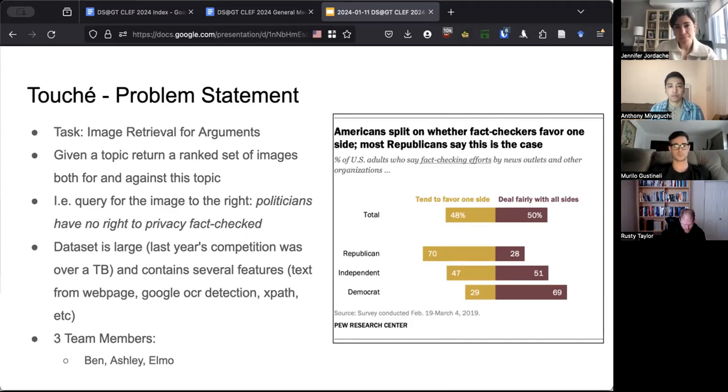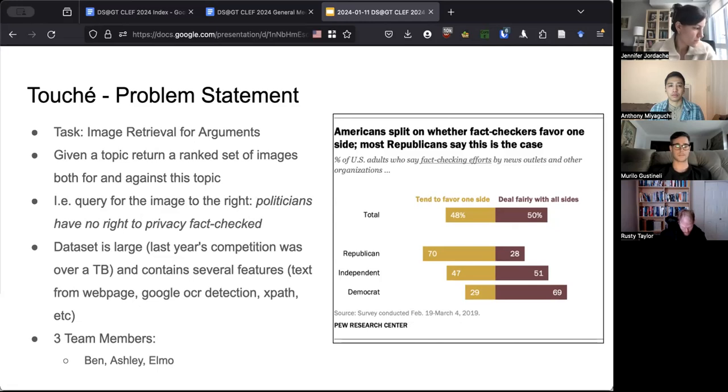So to the right here, I have an example of a query and an image that would be retrieved from Google. This is an example from a prior competition. The query was, "politicians have no right to privacy fact check." That's verbatim. It's weird, but I didn't type that. But you can see the image to the right. It's graphical. It's on topic. It doesn't really have a stance though, so that's part of it. Because you can see that it mentions fact checkers for politicians, but it doesn't really have a pro or con stance.